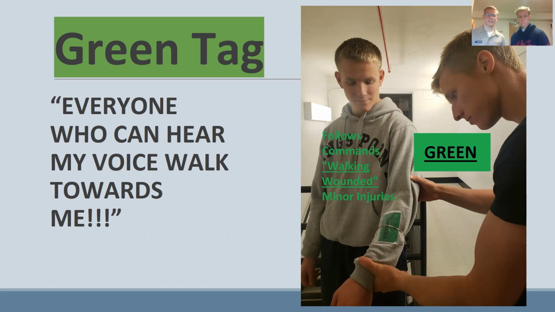So this is the green tag. You can see on the arm there, you can see the tag. That's what it'll look like. It would just be rubber banded to the patient's arm, and it'll have their tag color on the front. So again, this is just green: anyone who will walk up when you say, hey, come to me, and who has minor wounds.